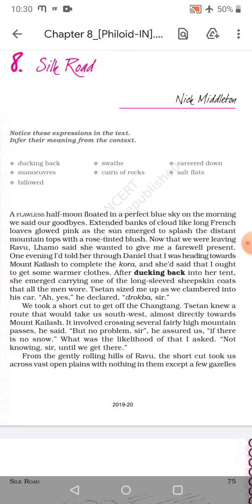So he was taking them by the shortcut way, and he said if there is no snow, everything will go perfectly and we will reach on time. But when the writer asked what about the snow that might be there, he said I don't know, sir. Till we get there, I can't tell you anything.